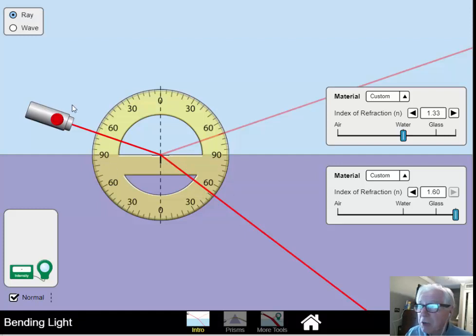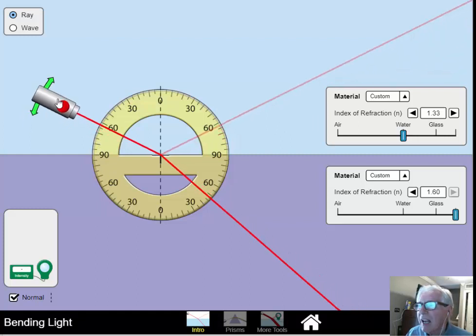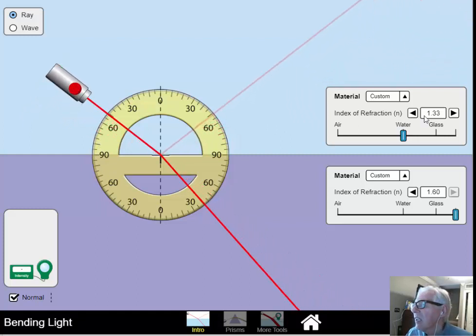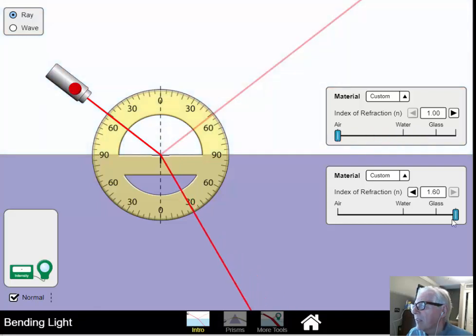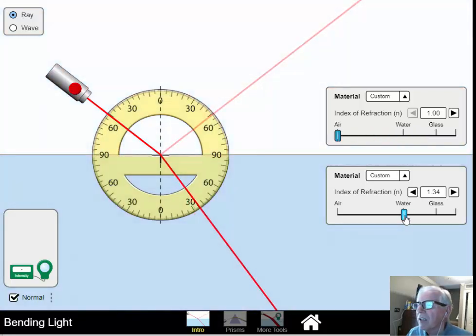I think that's a useful thing to remember. So what I do is I just imagine a situation like this, and I remember air and something like water, and I remember, oh yeah, that ray bends towards the surface normal.